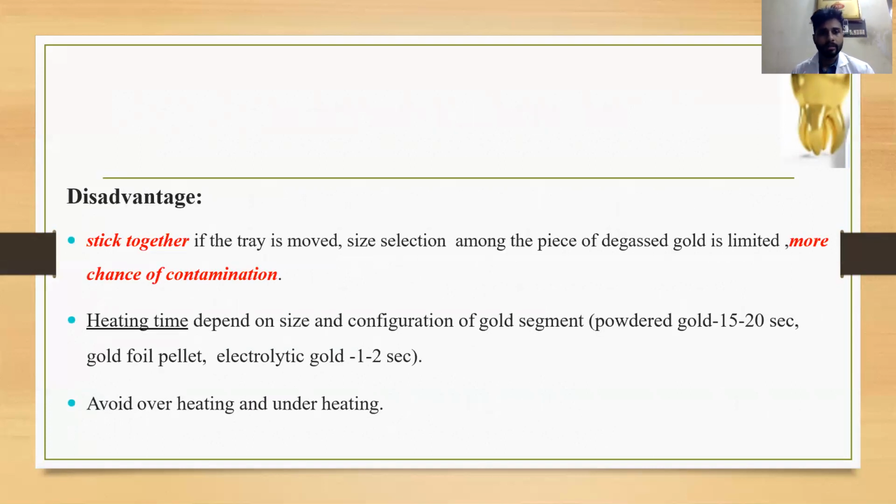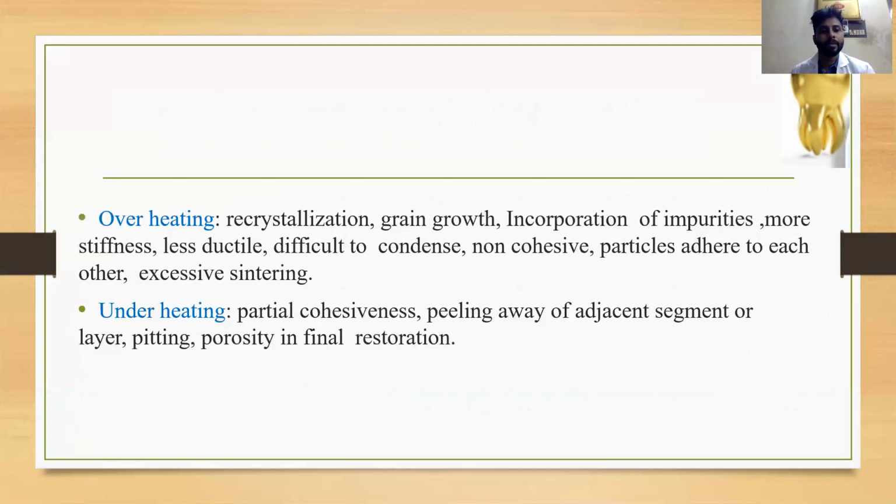The disadvantages are that the pieces stick together if the tray is moved, size selection among the pieces of degassed gold is limited, and there is more chance of contamination. Heating time depends on size and configuration of the gold segment. Powdered gold is 15 to 20 seconds, gold foil pellet and electrolytic gold is 1 to 2 seconds. Avoid overheating and underheating.